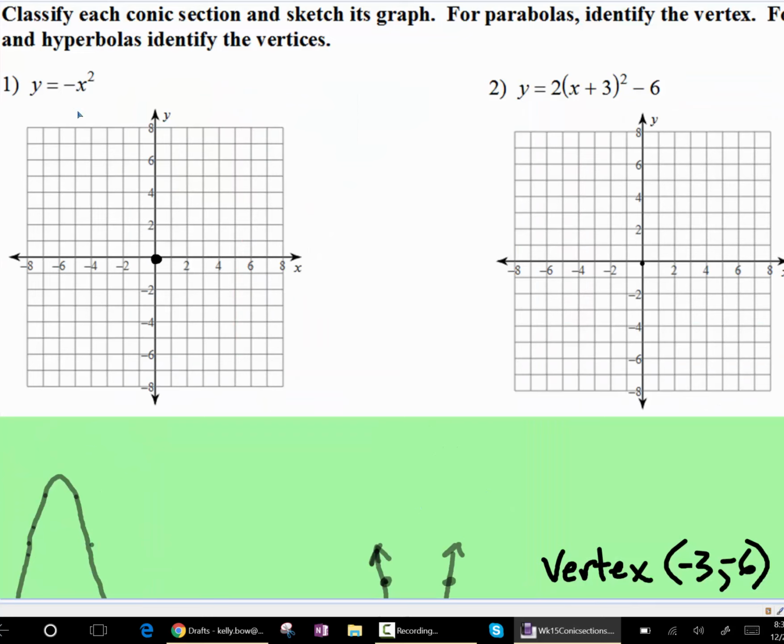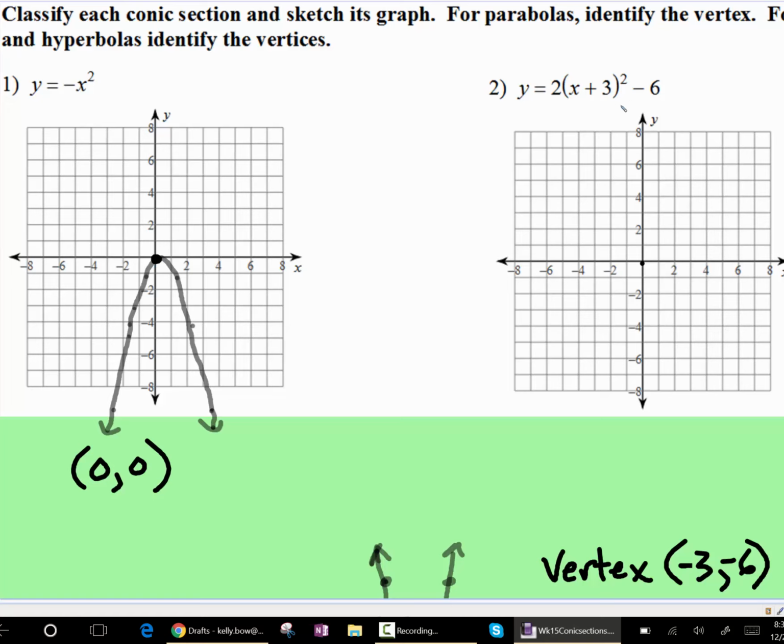So here we have y is equal to negative x squared, and there's no reason to shift it. It'll be an upside down parabola. If you had to tell me the origin would be at 0, 0. Or in this case, not origin, the vertex.